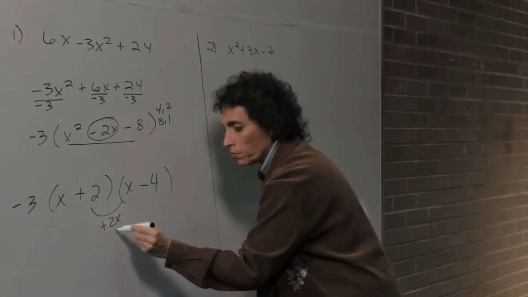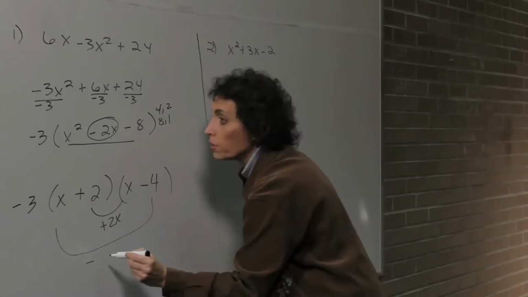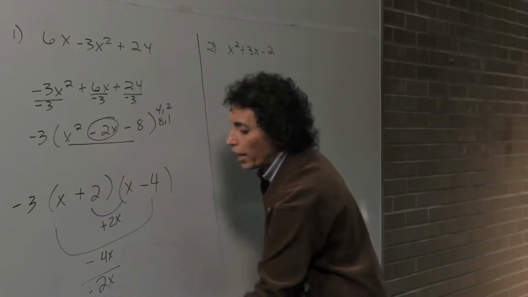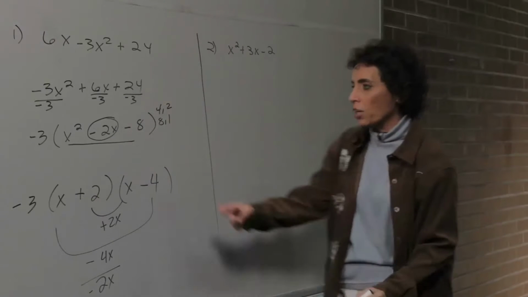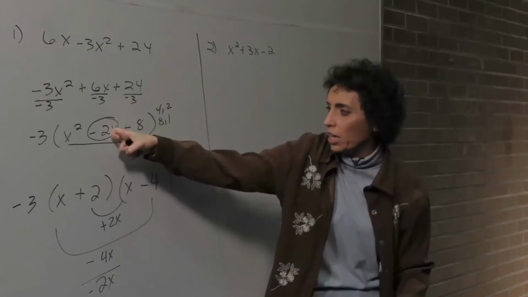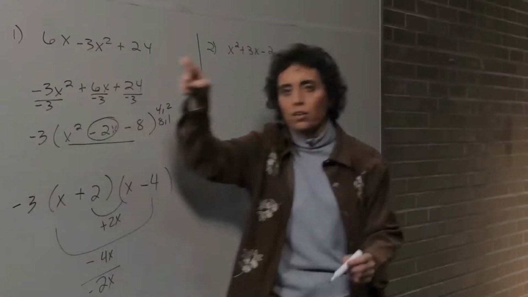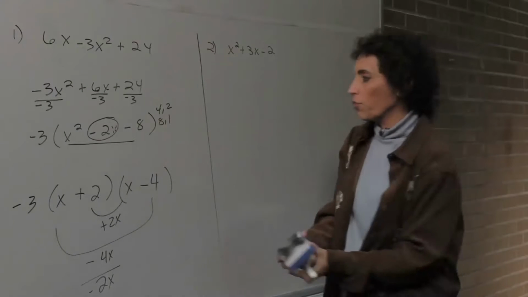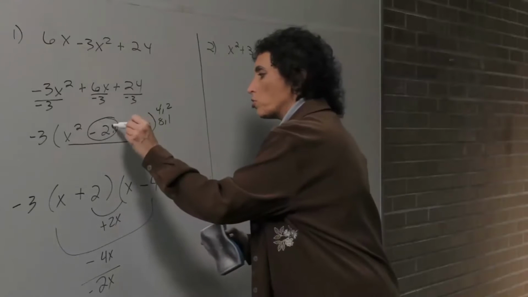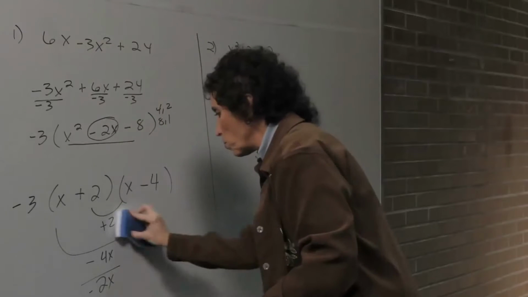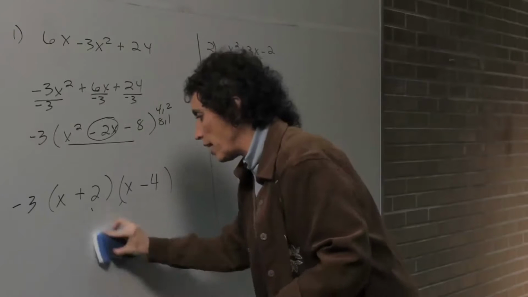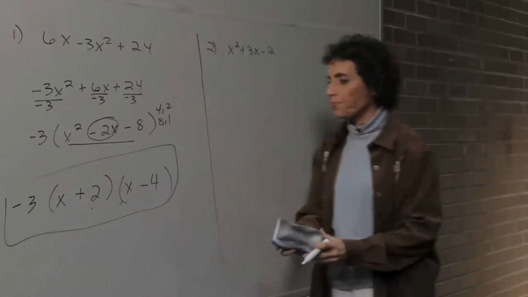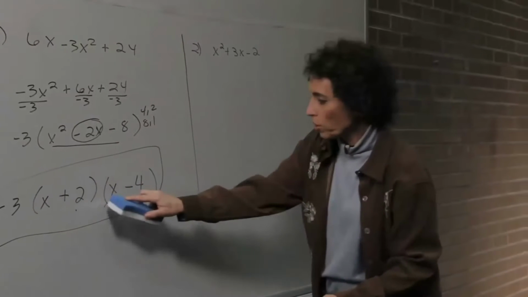Positive 2x. Negative 4x. Oh, how sweet it is. There it is. Because this times this will get you here, times this will get you here. So we got it. So it's negative 3, three factors. Negative 3 times the quantity x plus 2, times the quantity x minus 4, and that is a done deal. Awesome. That was easy, right? Let's try this one.